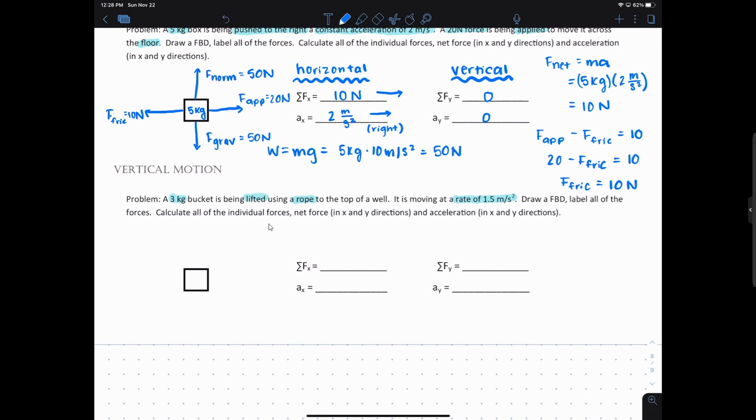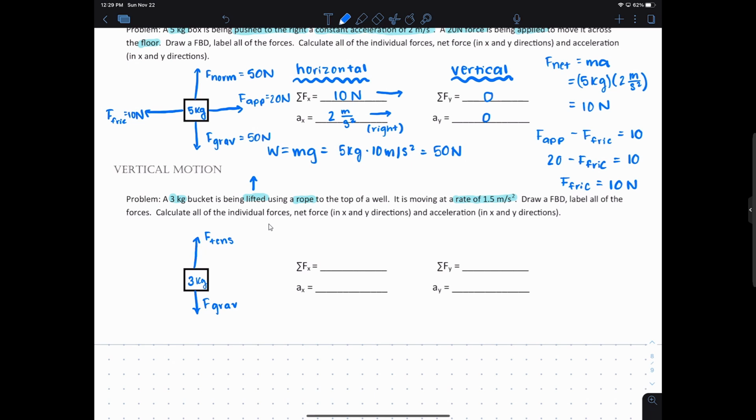Okay. Since it's being lifted, we know it's going up. All right, so let's start with what we know. 3 kilograms, 3 in the box. And then we have gravity acting downwards. And then since it's being lifted with a rope, we know that it has a tension force. So we haven't used this in a while. So it's F sub TENS for tension. And we know it's accelerating at a rate of 1.5 meters per second squared.